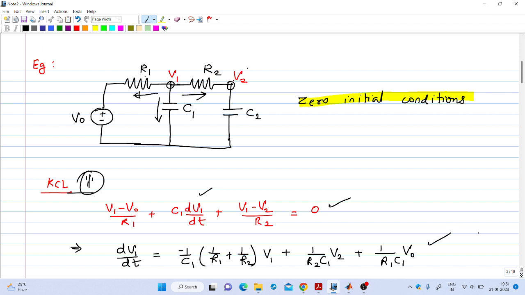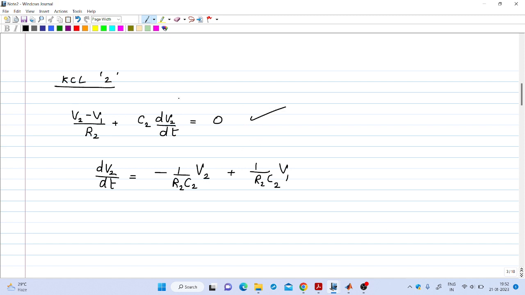Similarly, you can write KCL at the second node. The current going out from the second node through R2 is (V2 minus V1) by R2, plus the current flowing through this capacitance, which is C2 into dV2 by dt. This is equal to 0. That is written here. This is KCL at node 2, and if you rewrite it as a differential equation in standard form, you will get dV2 by dt equal to this right hand side.